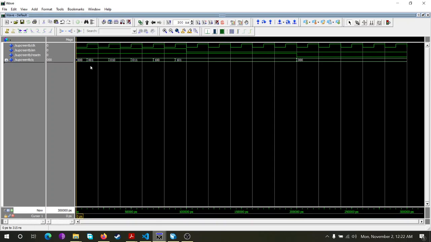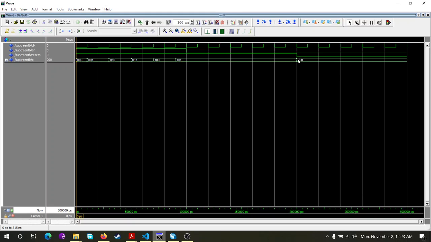So you can see over here, our initial value of Q is 0, 0, 0. Then it is a synchronous up counter, so every clock edge, it is increasing. After 100 nanoseconds, our enable is 0, so the value of Q is fixed at 101.